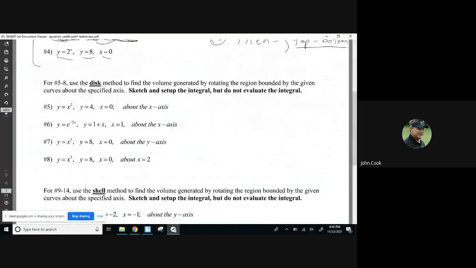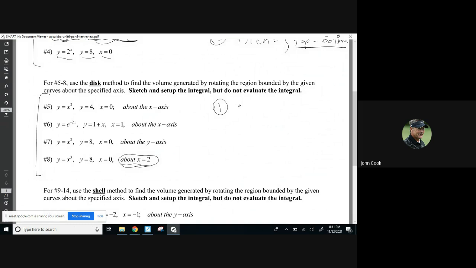I guess the next four problems. So we've got to do disk method for all of these. Disk method's pretty easy to work through. The hardest part is if the graph is offset from an axis, like the x-axis or the y-axis. But it's typically pretty easy to work through. A couple pointers on this stuff.